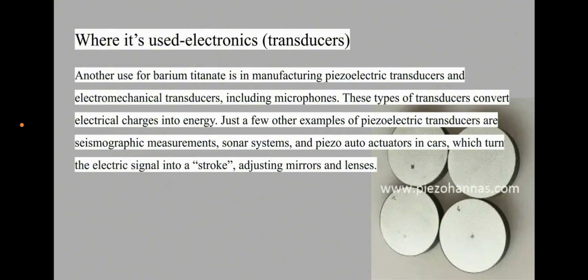Where it's used: electronics, transducers. Another use for barium titanate is in manufacturing piezoelectric transducers and electromechanical transducers, including microphones. These types of transducers convert electrical charges into energy. Just a few other examples of piezoelectric transducers are seismographic measurements, sonar systems, and piezo auto actuators in cars, which turn the electric signal into a stroke, adjusting mirrors and lenses.